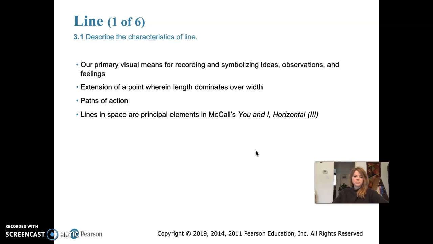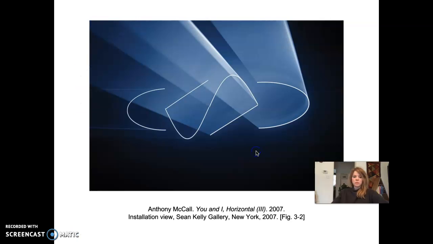Path of action and lines in space are principal elements in the piece that McCall makes, You and I, Horizontal 3. So we'll take a look at that. Anthony McCall's You and I, Horizontal 3 from 2007. It's an installation piece. Actually, this is just a still image of it. So Anthony McCall's work uses line and light to create interactive spaces, and the lines in the space are the principal elements in his piece, You and I, Horizontal 3, which is figure 3.2 in the book.